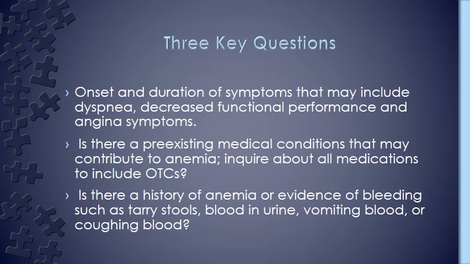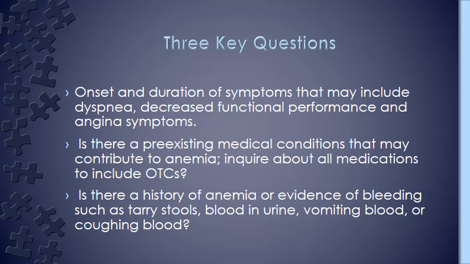Another question you can ask is, is there a pre-existing medical condition that may contribute to anemia? You can inquire about all their medications, including over-the-counter medications, because the patient may already have a pre-existing condition. Even something like diabetes may be one pre-existing condition that's important to know about, and it also stops you from having to try to figure out what is causing the anemia. And of course, we need to inquire about all medications because there are some medications that can give some symptoms of anemia.